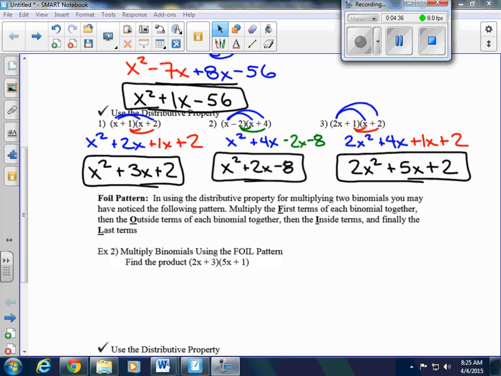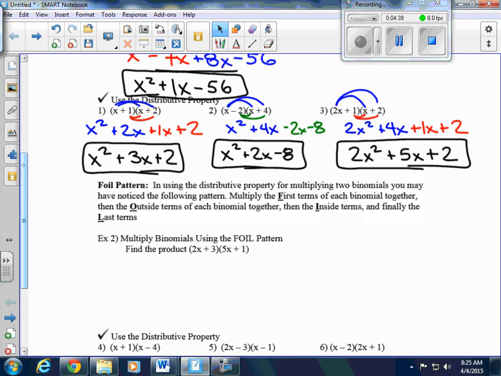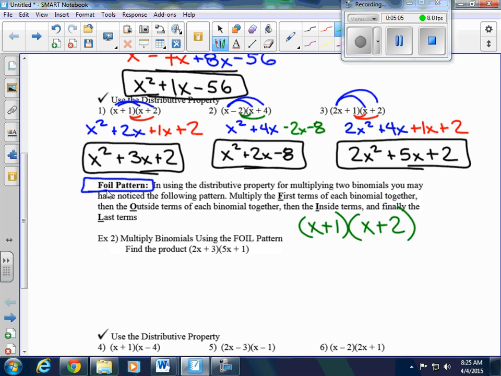So if we continue on here, if using the distributive property, you'll see something called the FOIL pattern. In using the distributive property for multiplying 2 binomials, you might have noticed that. So what we did is we multiplied the first term. If we look at here, let's take the x plus 1 times the x plus 2. So we said that we took this one times this one by doing this. That's the first term. That's F. When we talk about the FOIL pattern, that's F, the first term in each one.